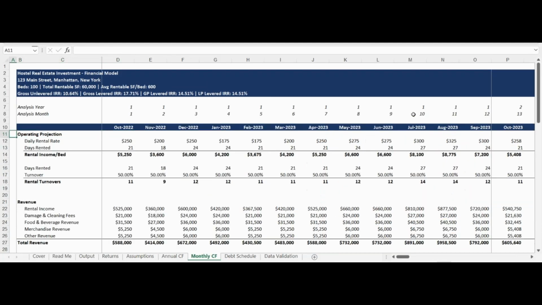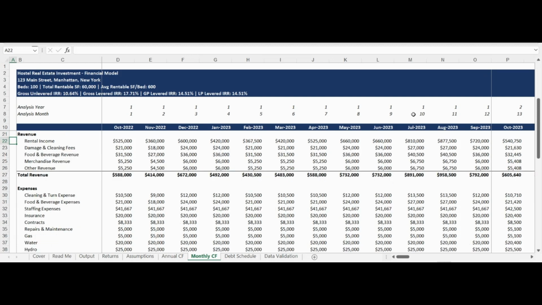The monthly pro forma cash flow tab starts by modeling monthly rentals and the average nightly rate to generate the monthly rental income. This is followed by a calculation of rental turnover to be utilized as a driver for turnover expenses. This tab contains the pro forma monthly income statement beginning with rental income and working down the revenue assumption chart of accounts including damage and cleaning fees, food and beverage revenue, merchandise revenue, and other revenue to determine the total monthly revenue of the hostel.